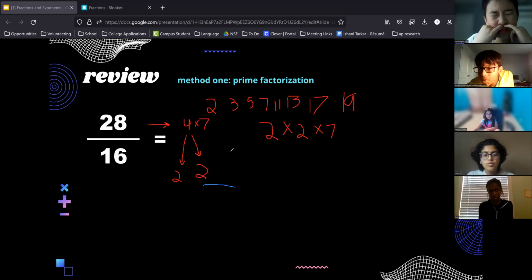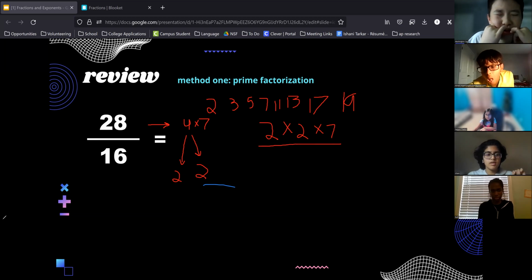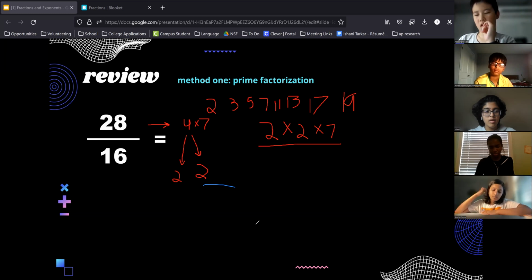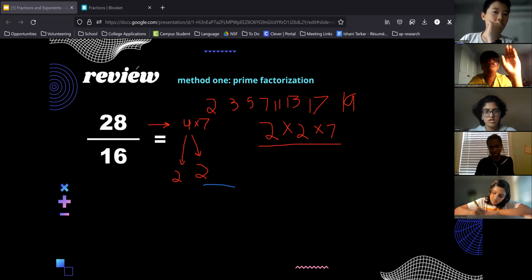Okay. So we can re-express 28 as 2 times 2 times 7. Now we're going to do the same thing for 16. I want you all to private message me your answer, because other people might get it wrong or right, and you don't want to impact other people's answers. So what is the prime factorization for 16? I want you all to try to do it on your own.